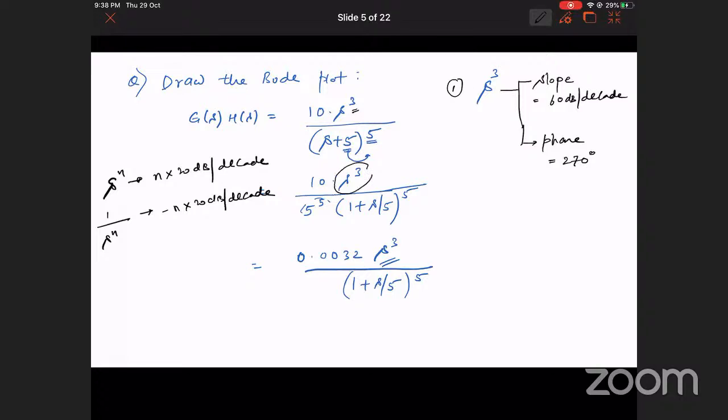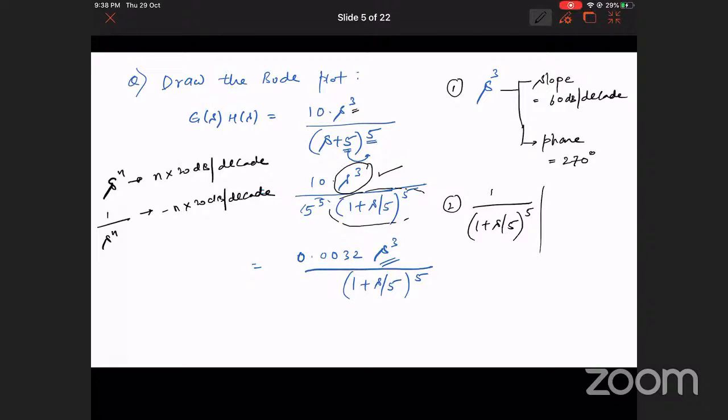So the s cube thing is done. Now what is left, guys? Only the pole part is left. The thing that I'll write is 1 upon (1 plus s by 5) to the whole power 5.